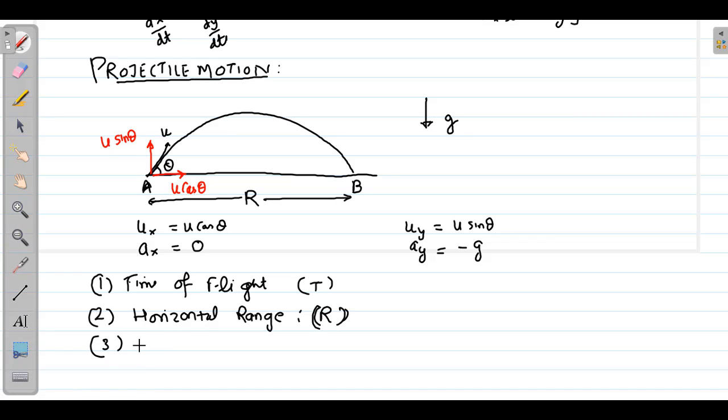Another term which we will find is the height of the projectile. Height of the projectile is capital H, and it is the maximum height attained by the projectile. There in between is some point at which it will attain maximum height. That means it is the height attained at the time midway of AB, that is half of the flight time. And fourth, which we have to derive, is the trajectory or the path of the projectile.